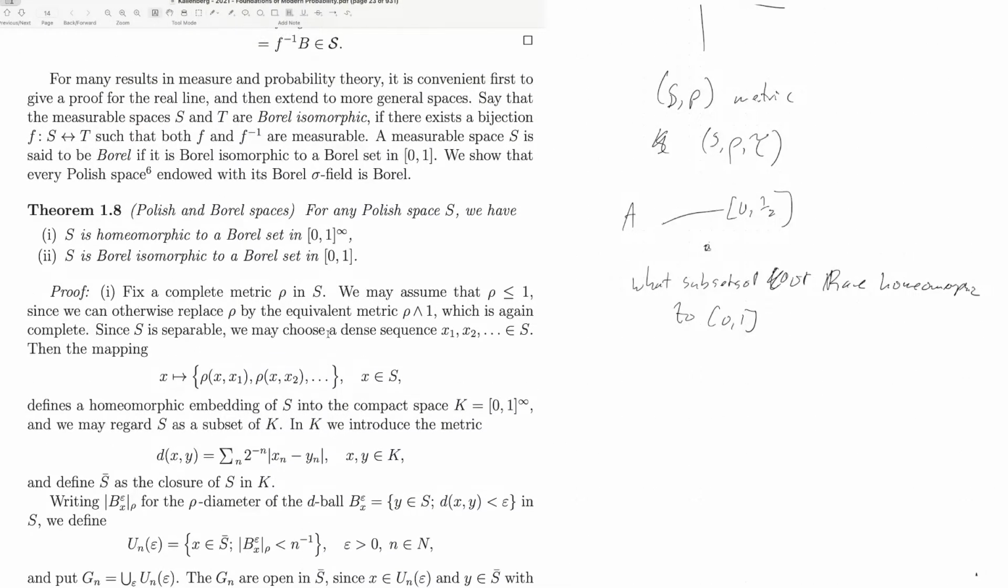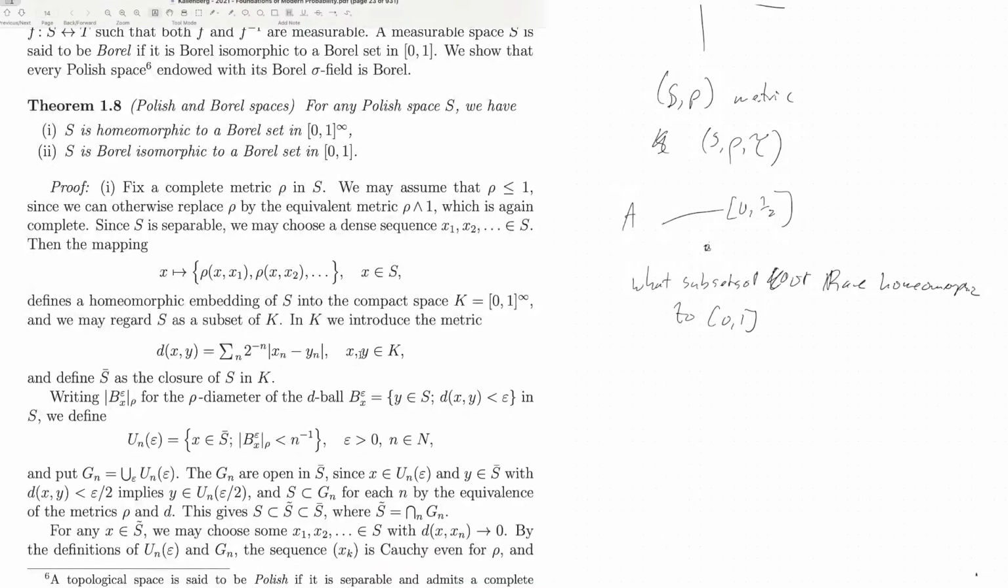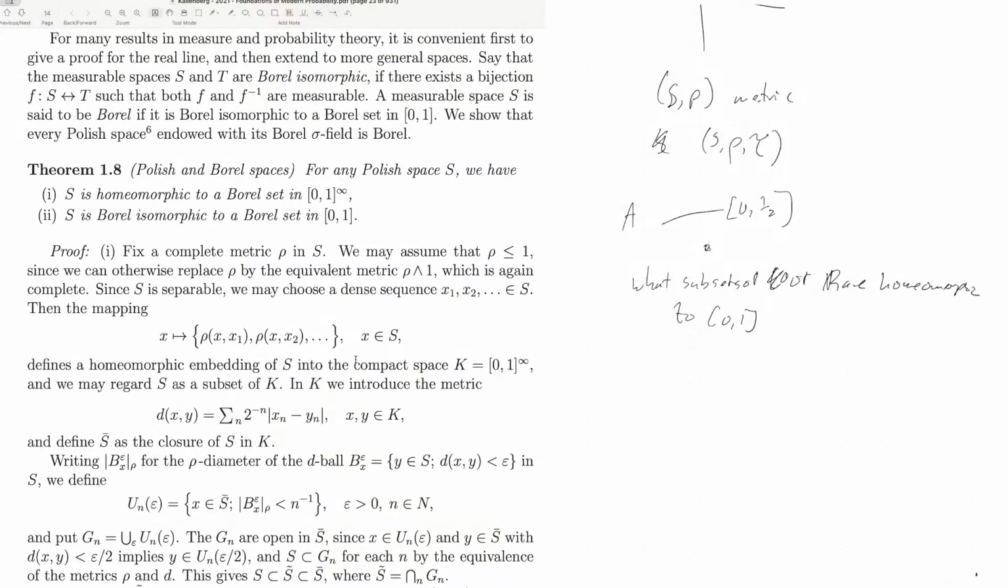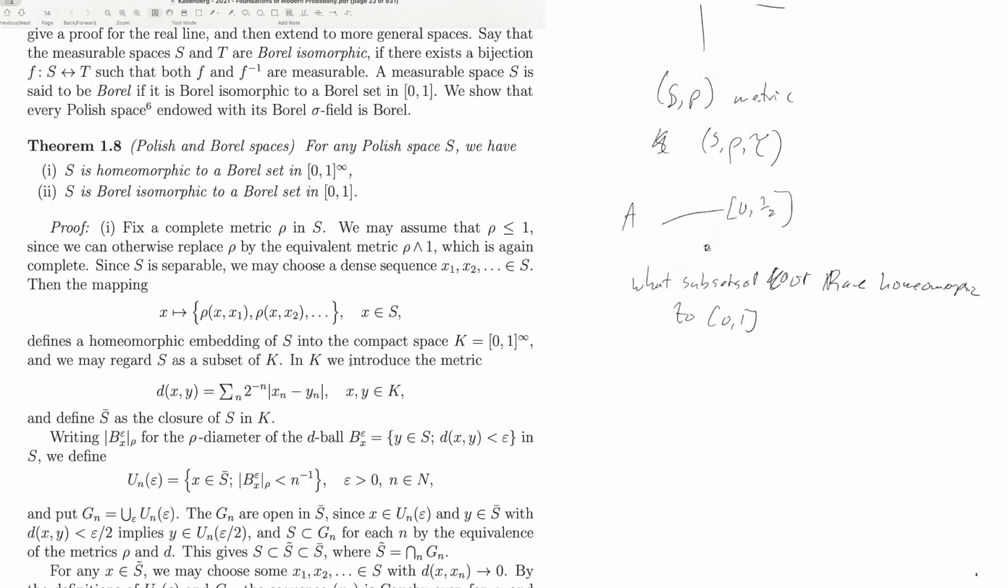There's some weird things though. 0 to 1 is compact. So I guess the reals aren't a Polish space? Yeah, this is weird. Okay, let's just keep moving.